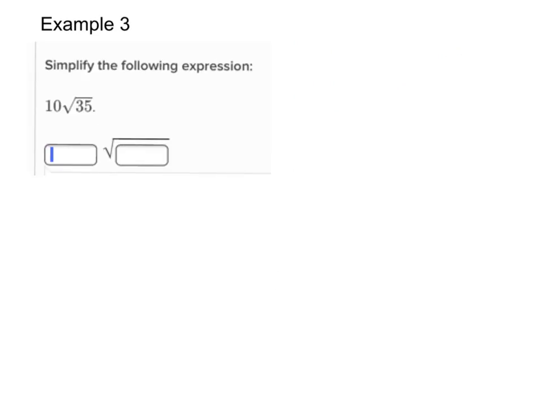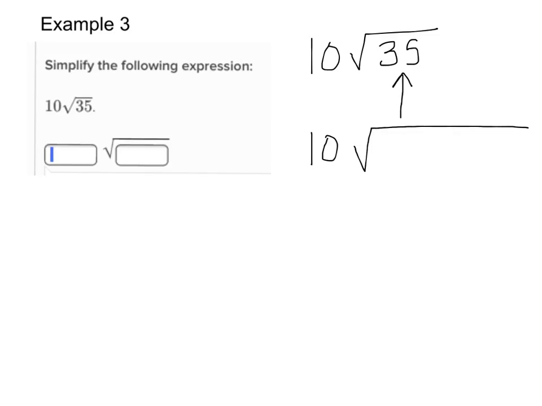So let's look at our third example. On this one I've got 10 times the square root of 35, so I'm going to rewrite it. 10 times the square root of 35. And remember, your first step is to rewrite 35 into a product of primes. So I'm going to write 10 times the square root of, and 35 is the same thing as 7 times 5. Now you can see there's no more, I can't break 7 down because it's prime, and I can't break 5 down because it's prime, and 7 and 5, neither one are perfect squares.